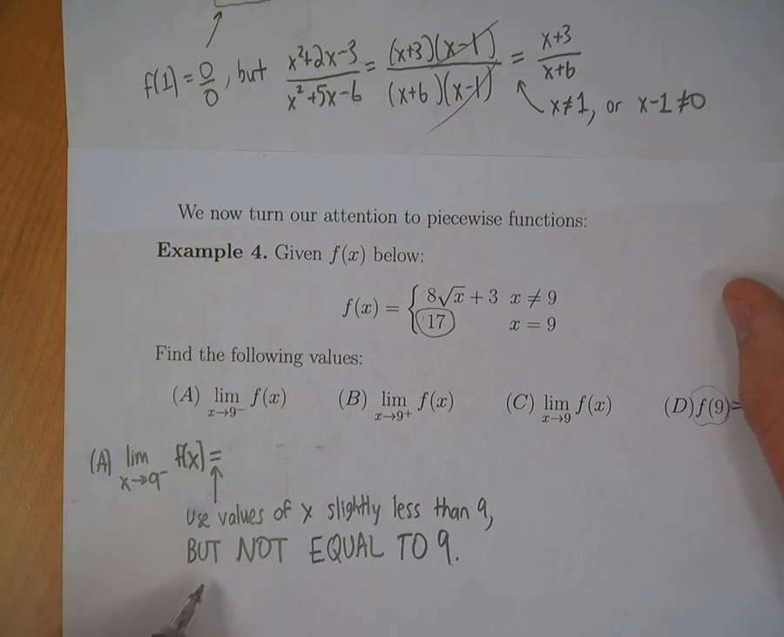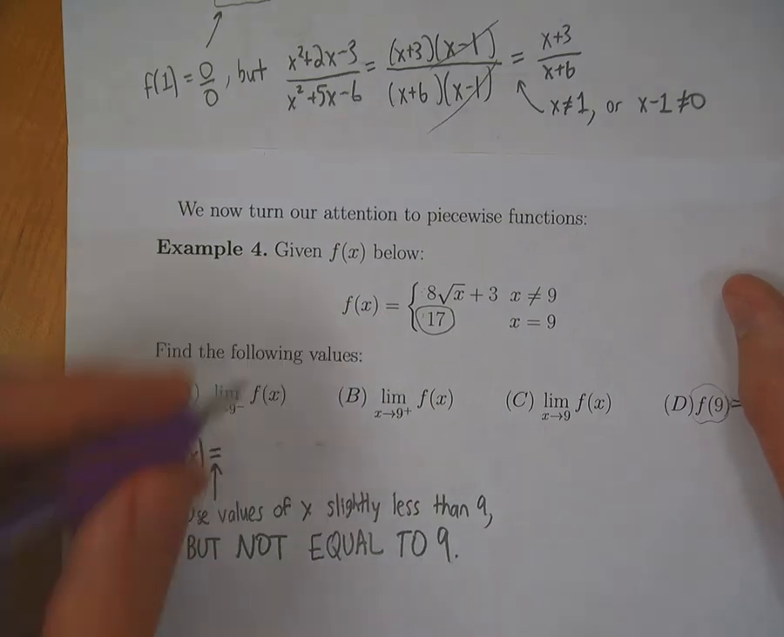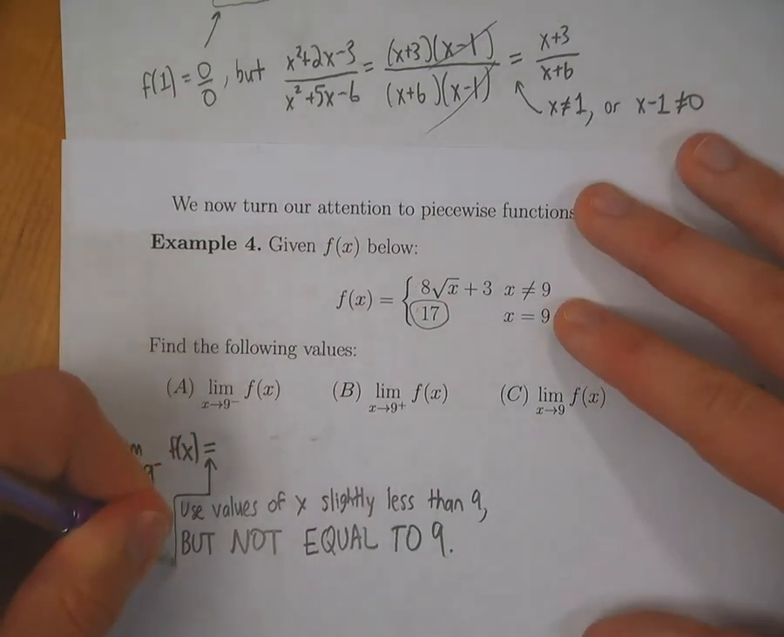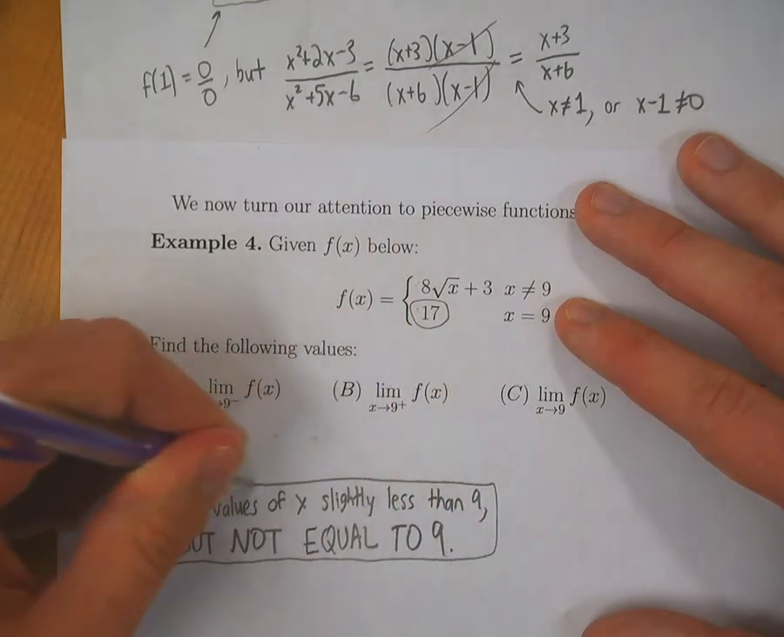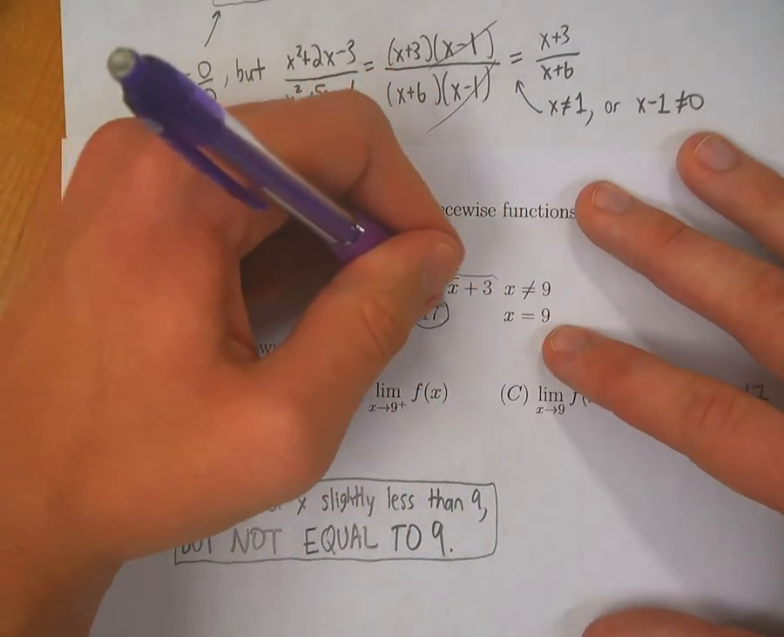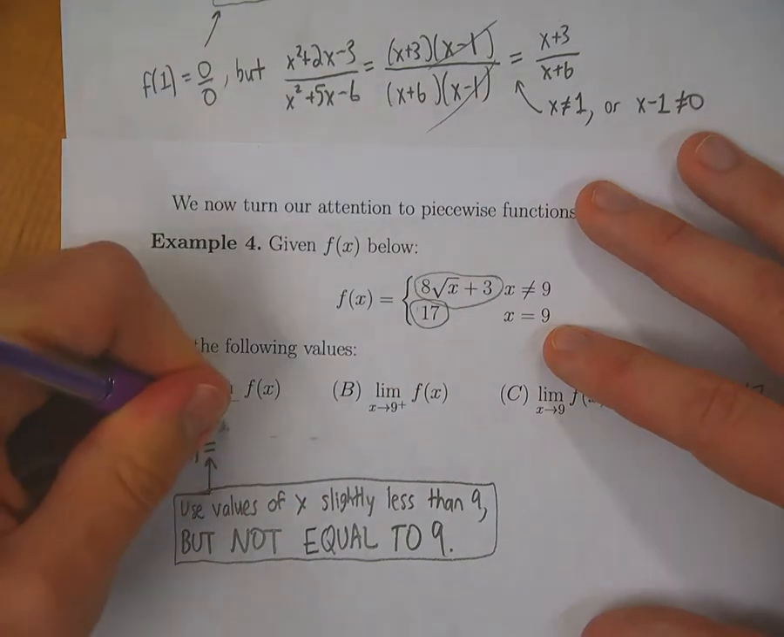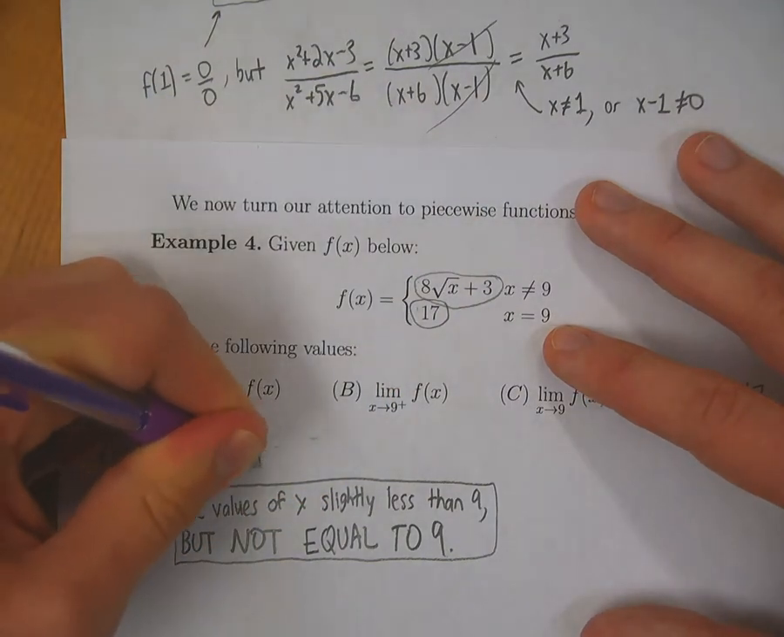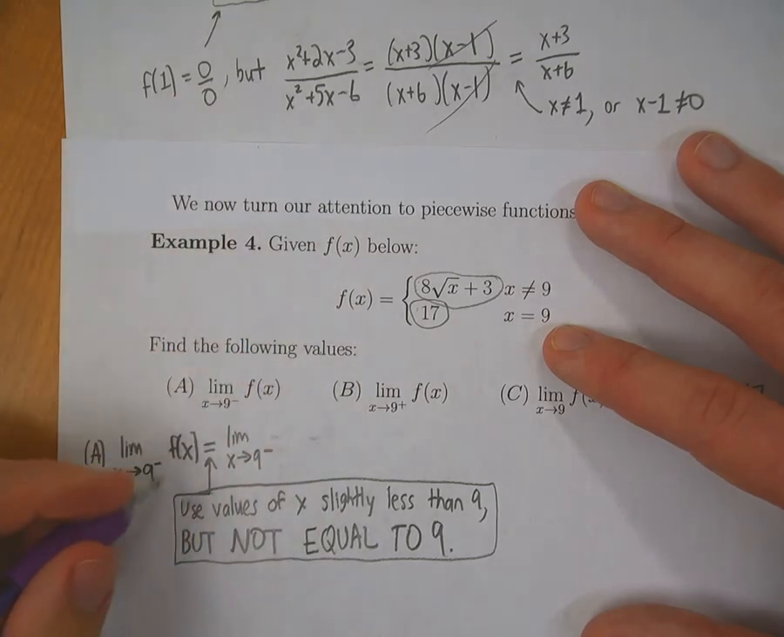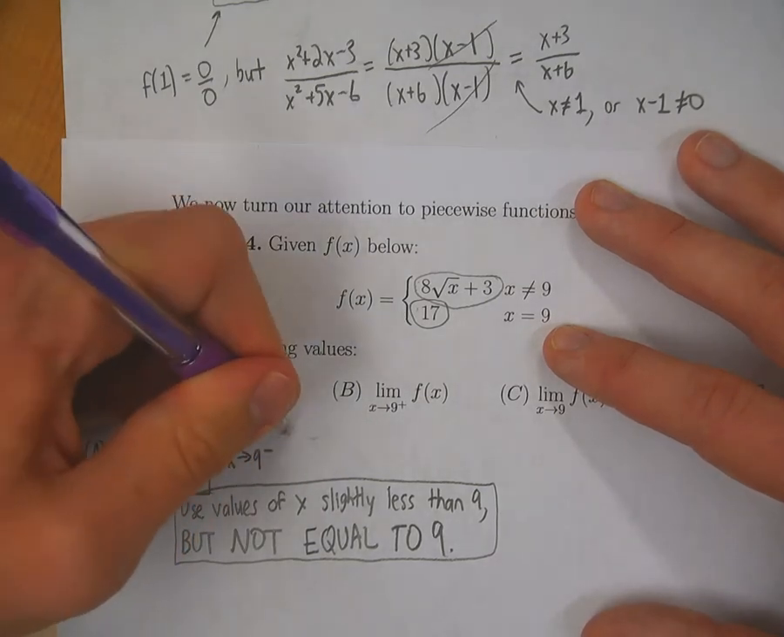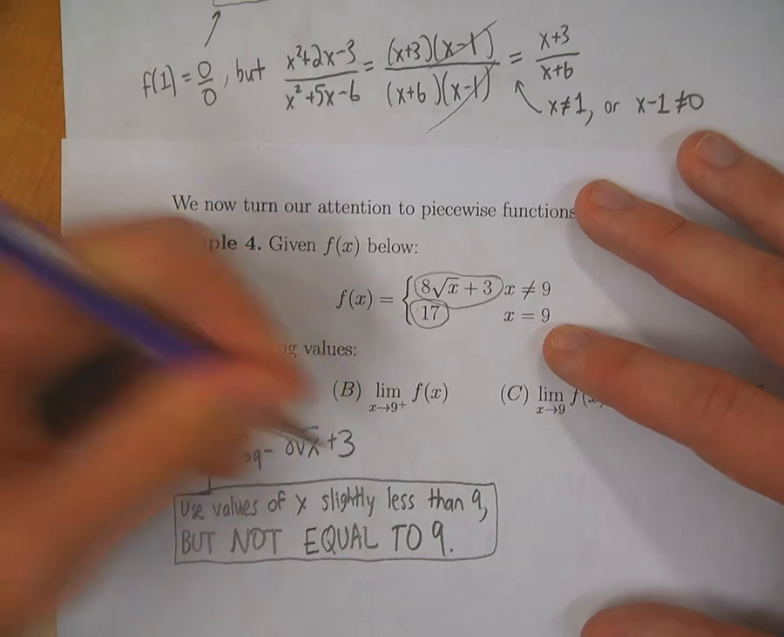So we want to make sure we're slightly less than 9 while also being not equal to 9. So which of the two pieces of f of x will let us work with that? Top one, right. Because in this case, we just want to make sure we're not equal to 9. So the only one that lets us do that is this top one here. So the limit as x approaches 9 from the left of f of x is the same thing as the limit as x approaches 9 of 8 times the square root of x plus 3.